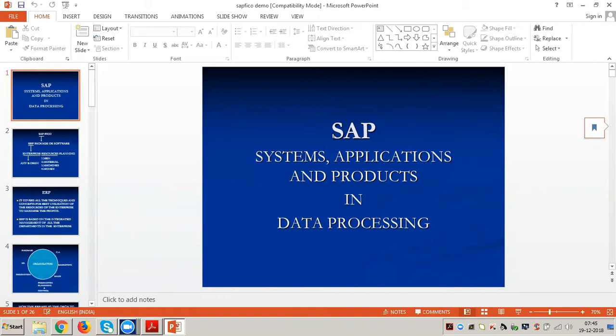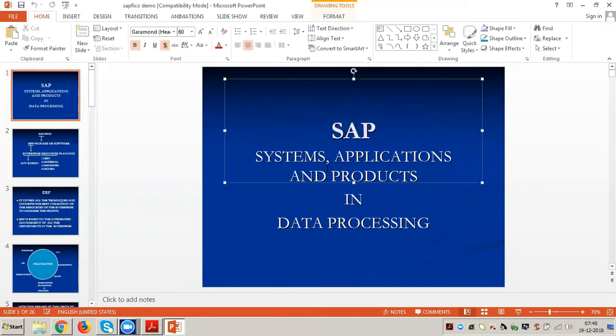Here, SAP. SAP stands for Systems, Applications and Products in Data Processing.